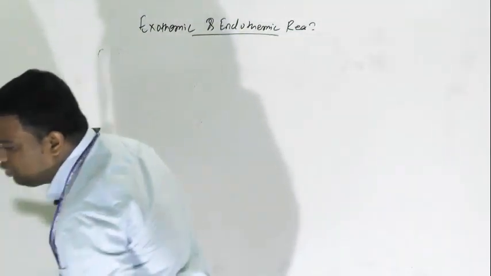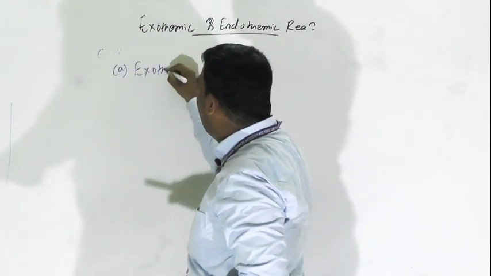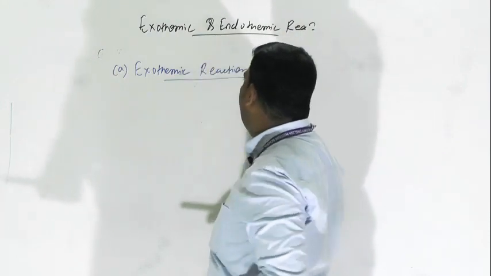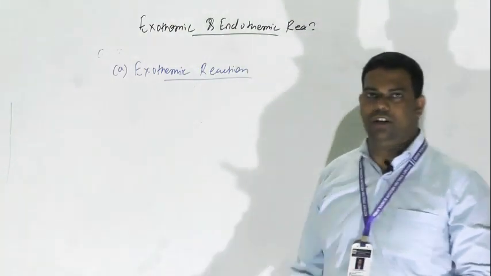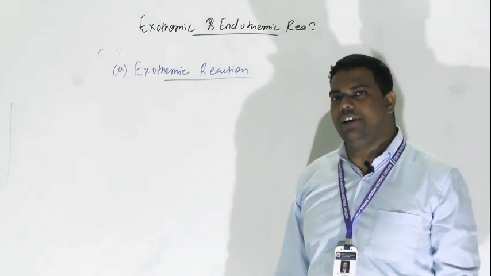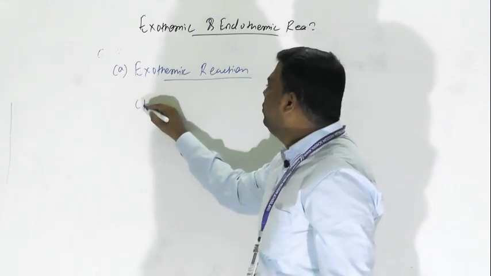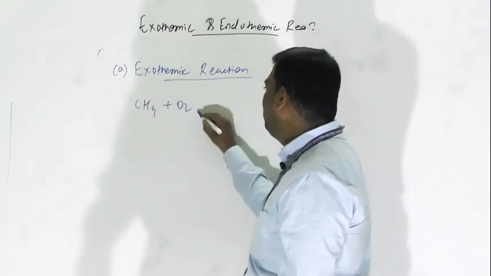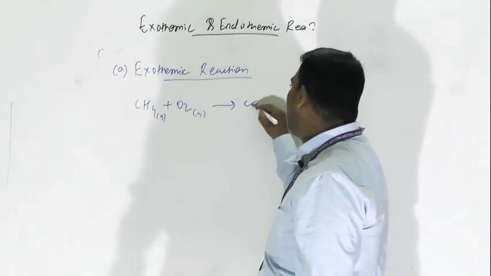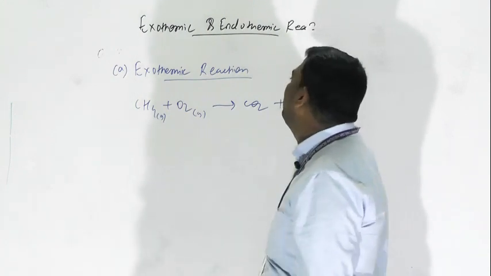Small a, exothermic reaction. Exothermic means heat is evolved. So in an exothermic reaction, heat is evolved or released. We will see one example, CH4 plus O2. When a hydrocarbon burns, it gives the products CO2 plus H2O. For balancing, take 2.